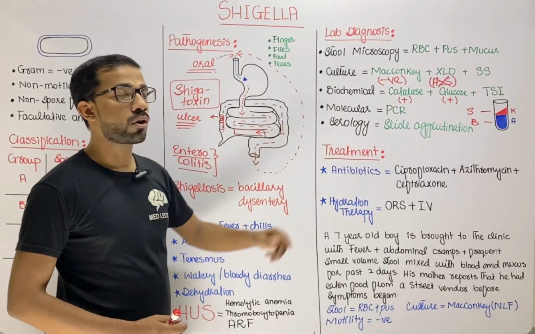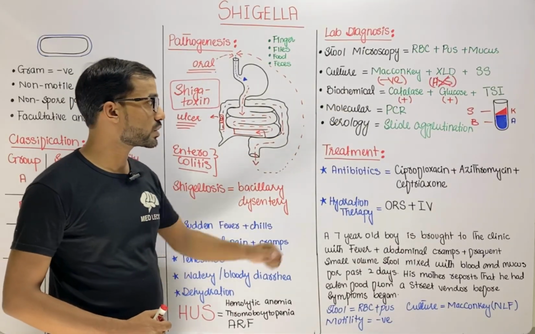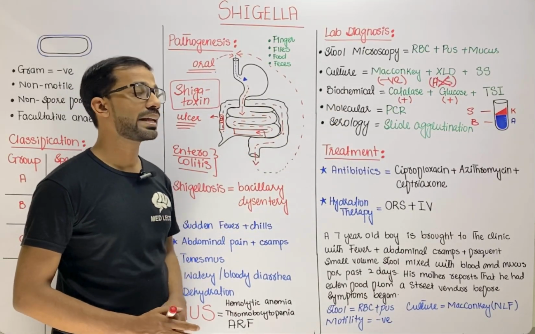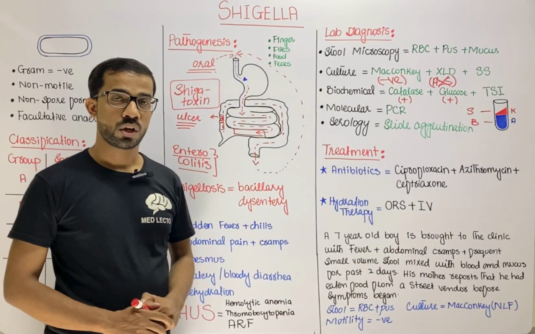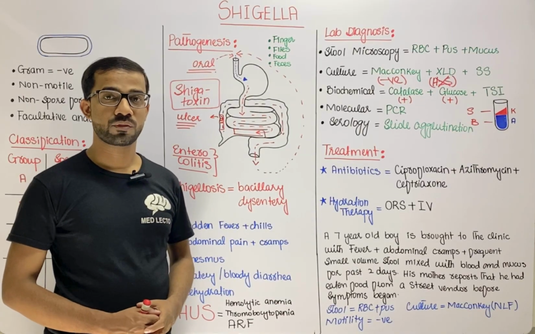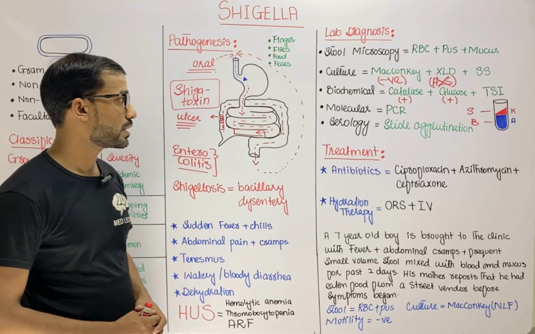Molecular test, you can go toward PCR, polymerase chain reaction, and serology, the slide agglutination test. You will see the agglutination formation in the serology test.